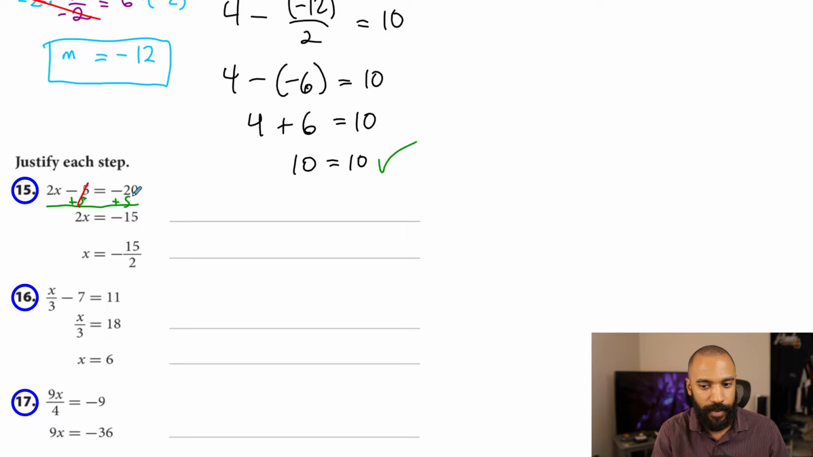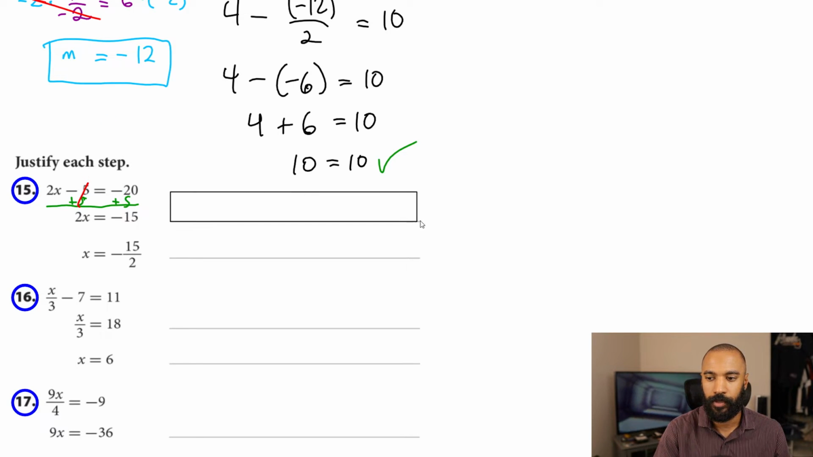And negative 20 plus 5, check that out, is negative 15. So what did I do going from this step to the other? I used something called the addition property of equality that states I'm going to add something to one side, and to maintain balance in my equation, I'm going to add the same thing to the other side. We chose 5 so that it completely eliminates the negative 5 on this one side. All that's left is 2x, so I can continue isolating my variable. So it's called the addition property of equality.